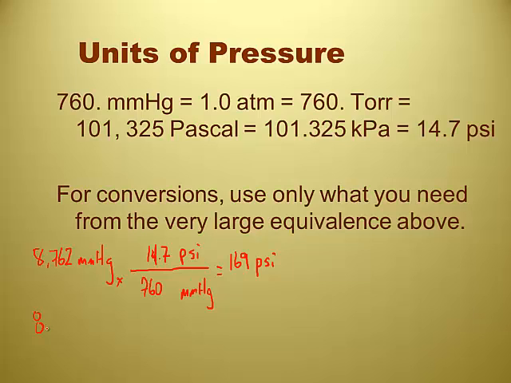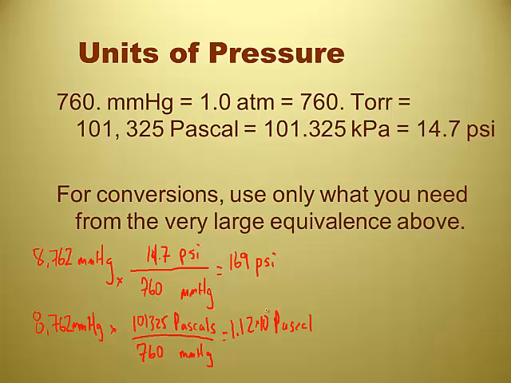Now, just to show how easy this is to continue to use, I'm going to use the exact same thing, and I'm going to convert to pascals, just for fun. So millimeters of mercury still has to go on the bottom because dimensional analysis says so. Pascals can go on top. 760. Pascals is 101,325. Give me a number here. 1.12 times 10 to the 6. All right. So notice we just used the units that we need.